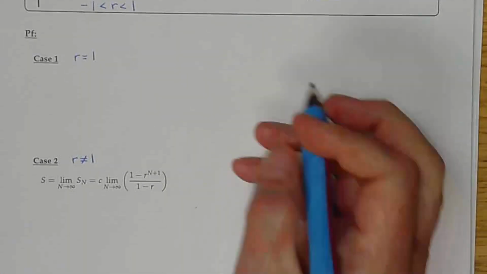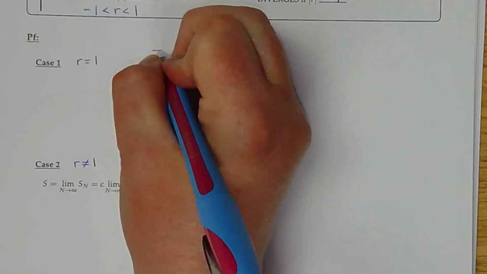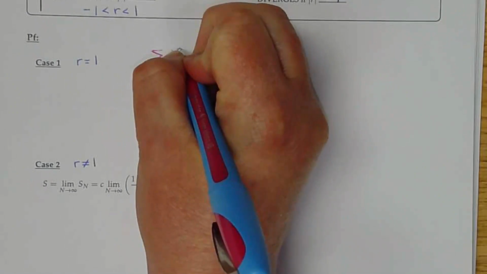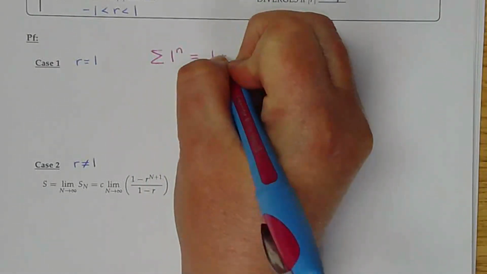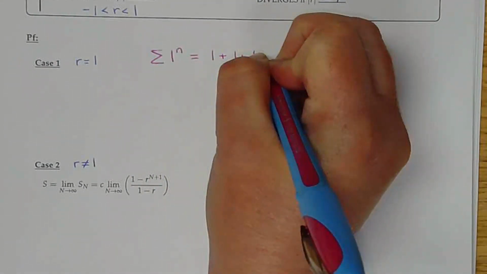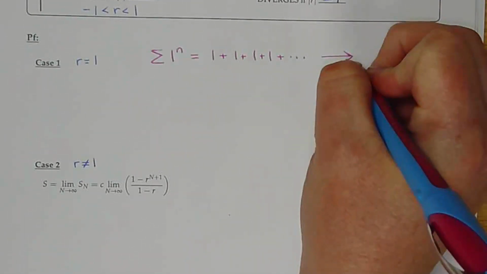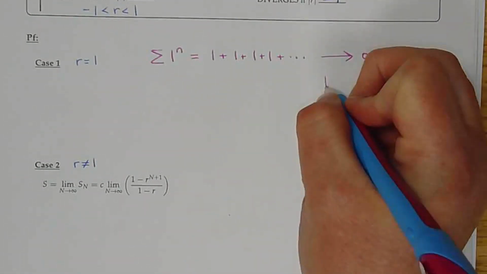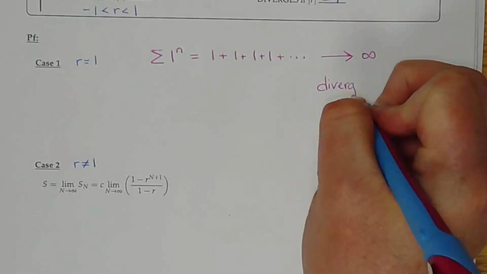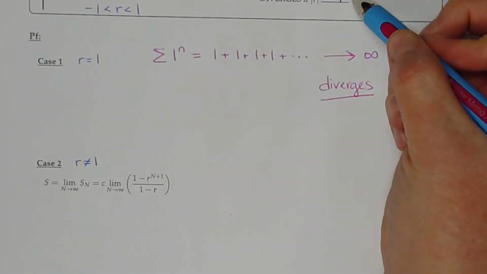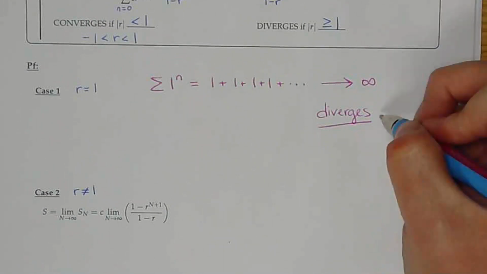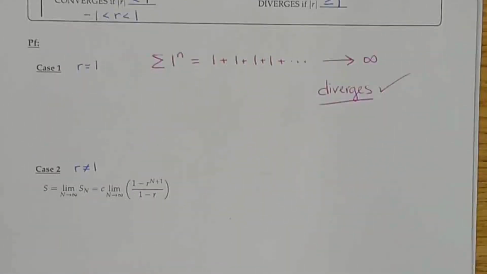For case 1, this is going to look like the sum of 1 to the n, which is 1 plus 1 plus 1, and you just keep adding 1 forever and ever. That is definitely going to infinity, and it diverges, which matches our criteria up here. That's a good thing.